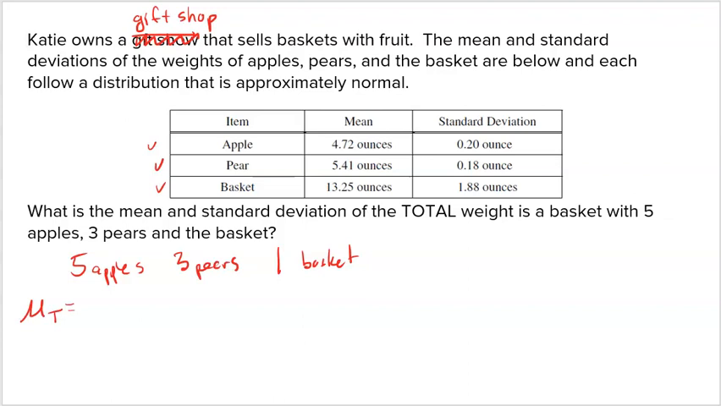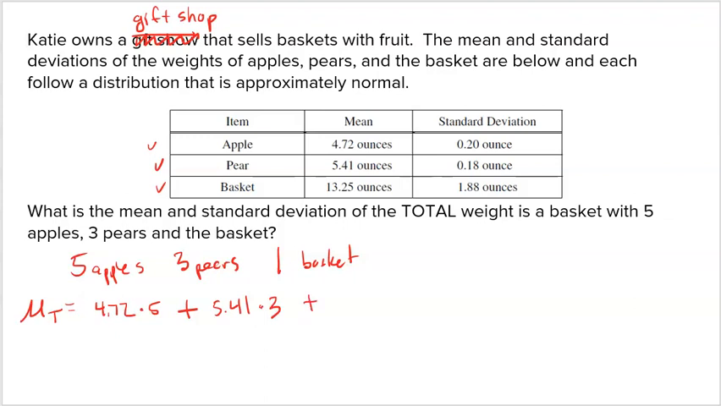Well, I have 5 apples, so I got 4.72 plus 4.72 plus 4.72 plus 4.72 plus 4.72. I'm just going to do 4.72 times 5 to speed that up. But again, that 5 is not a constant, it's just representing the 5 apples. And if you want to write out 4.72 5 times, please feel free. Then I'm going to add in the 3 pears. So I got 5.41, another 5.41, another 5.41, so I'm just going to multiply that by 3 for the 3 pears.